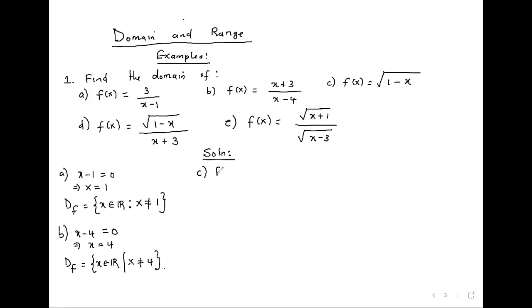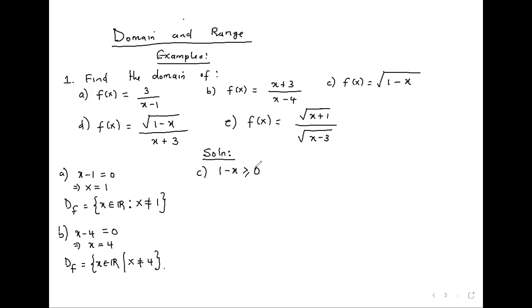For C, the denominator is just 1, so we're okay with the denominator, but there's a root there. So we don't want this inside to be less than 0. We want it to be greater or at least equal to 0. When it is 0, the square root of 0 is 0, so that is defined. But if it is -2, the square root of -2 is a complex number, but these are real numbers. So we want it to be greater than or equal to 0.